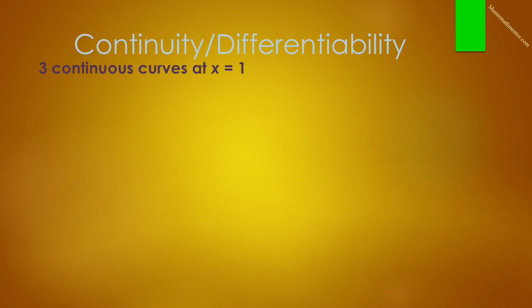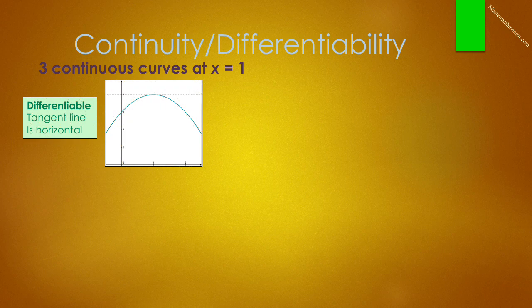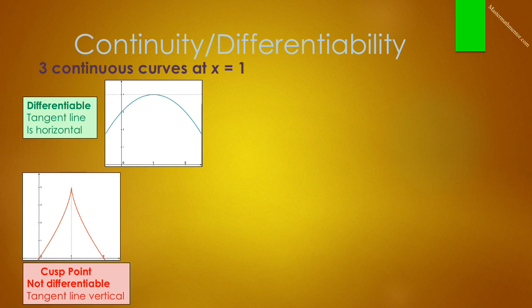Let's examine three continuous curves at x equals 1. The green curve hits a relative maximum at x equals 1, which means its tangent line is horizontal, which means the slope of the tangent line is 0, and thus this is a differentiable curve. The two red curves also hit a relative maximum at x equals 1. However, this is called a cusp point because the tangent line is vertical. It is also not differentiable at x equals 1.